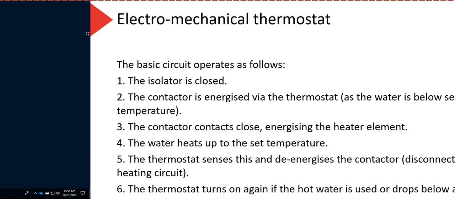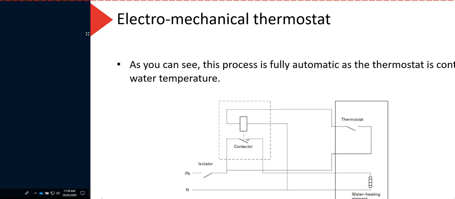The basic circuit operates as follows. The isolator is closed, and the contactor is energized via the thermostat as the water is below the set temperature. So this is in the example of a hot water cylinder. The contactor contacts close, energizing the heater element. The water heats up to the set temperature. The thermostat senses this, so the thermostat has some sort of connection to the water, and therefore when it opens, it de-energizes the contactor and that disconnects the heating circuit. The thermostat turns on again if the hot water is used or it drops below a minimum temperature. Pretty straightforward.